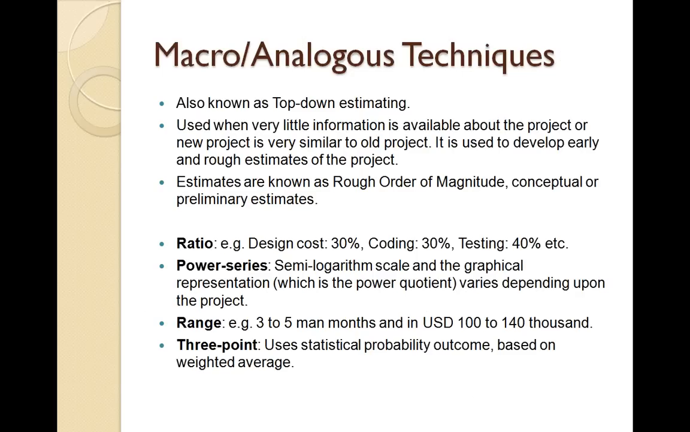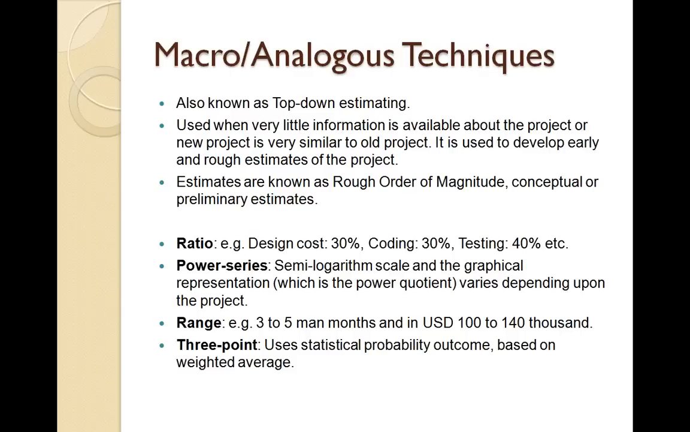The first category of estimates, which is macro or analogous estimates, is also called top-down estimation. We use this technique when we have little information about the project, very high-level information. The scope is very vague, or we have just a few-line description of the project. Then we can use this top-down approach. It can also be used when the project we are working on is very similar to a project that we have worked on earlier. So the historical data that we have can be related to the project we are working on. In that case, we can get a ballpark number or a high-level guesstimate of the project.